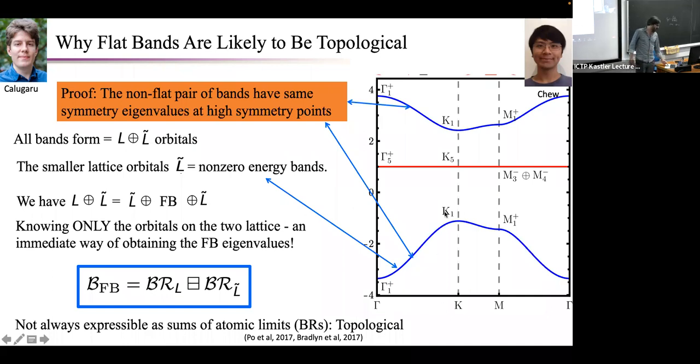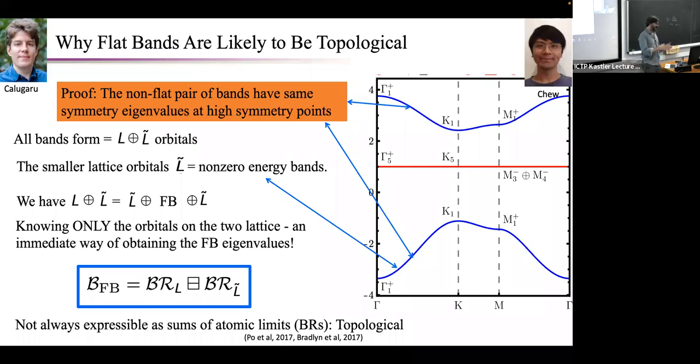And we know them. But what you can prove, even though you don't have chiral symmetry, is that the eigenvalues of the bands that are not flat come in pairs. For example, you don't have chiral symmetry, but you can prove that the eigenvalues of this lower blue band at high symmetry points are the same as the eigenvalues of the higher one. You can see them by labeling them on the figure. And they're the same as the eigenvalues of orbitals coming from the smaller L tilde sublattice. So then you have this identity that the band representations on the L plus L tilde sublattice is equal to L tilde plus the flat band plus another L tilde, okay? So that means that the flat band eigenvalues are the same as the difference between the eigenvalues of the L lattice minus the ones on the L tilde lattice, because I have two L tilde lattices.